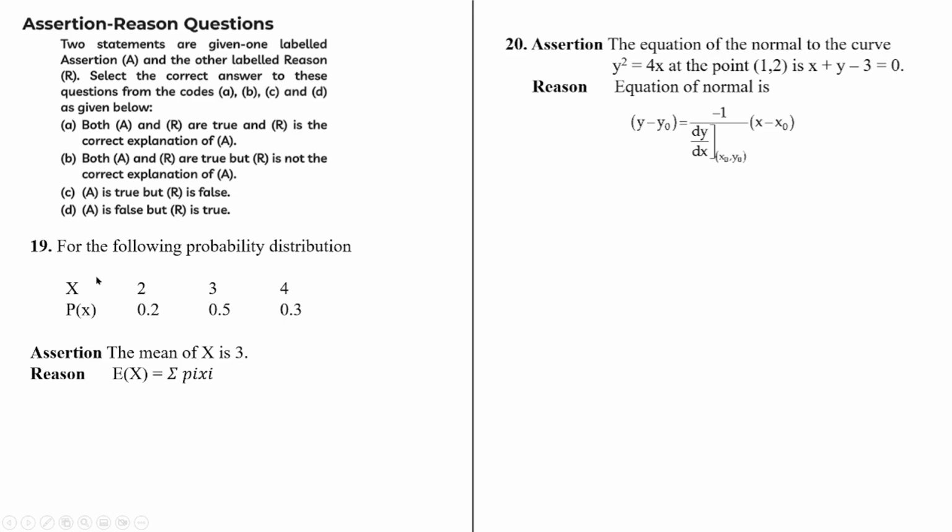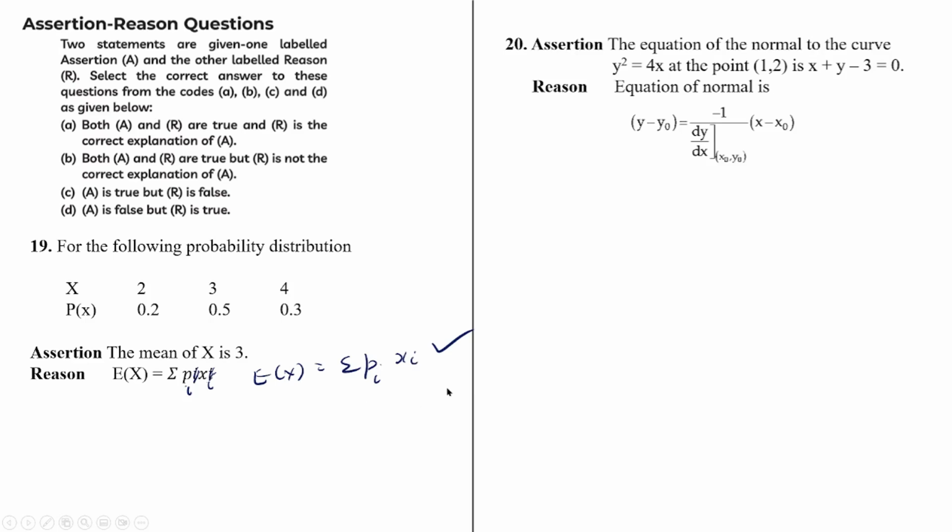So here we have the question. For the following probability distribution, the random variable X takes values 2, 3 and 4, and the associated probabilities are 0.2, 0.5, 0.3. Here the assertion is mean of X is 3, and the reason is expectation of X is summation Pi Xi. So here we can see that the reason is true. This should be written as expectation of X is summation Pi Xi. We have to check whether the assertion is true or not. We find the mean using this relation.